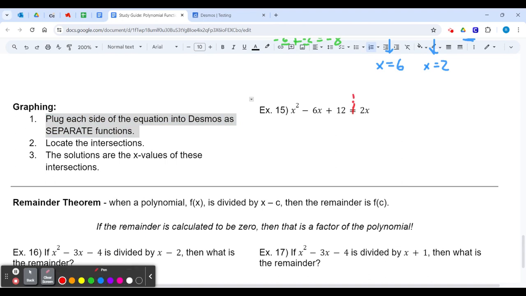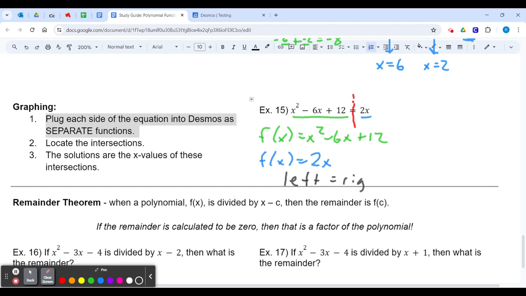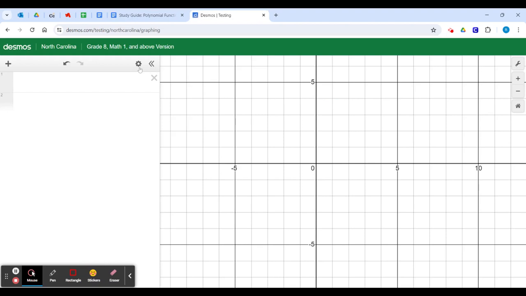So if I cut my equation down the middle, I say, hey, this is going to be my left side. I'm going to go f of x equals that left side, x squared minus 6x plus 12. And then I'm going to go that right side, f of x equals 2x. And I'm just going to find out where does left equal right. That's my question that I'm trying to answer. So we are trying to find that intersection there.